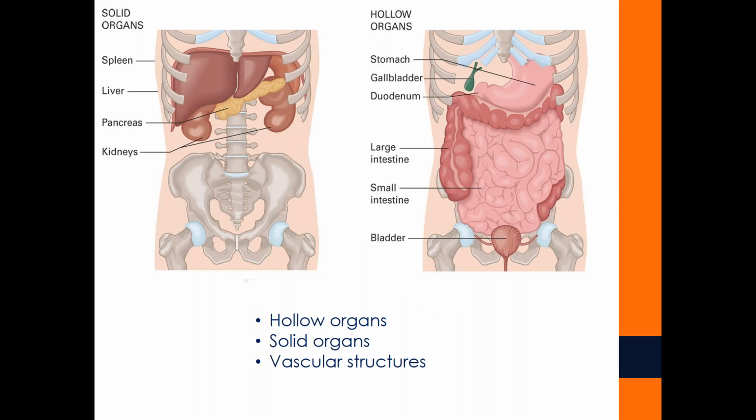So we'll get back to it again. We have hollow organs, solid organs, and many, many vascular structures inside the abdominal cavity. Those hollow organs, their job is to keep things inside. Hollow organs really don't have the same amount of blood supply as the solid organs do. They tend not to bleed as much as solid organs do. But let's take a look at those hollow organs again on the right side of this picture.